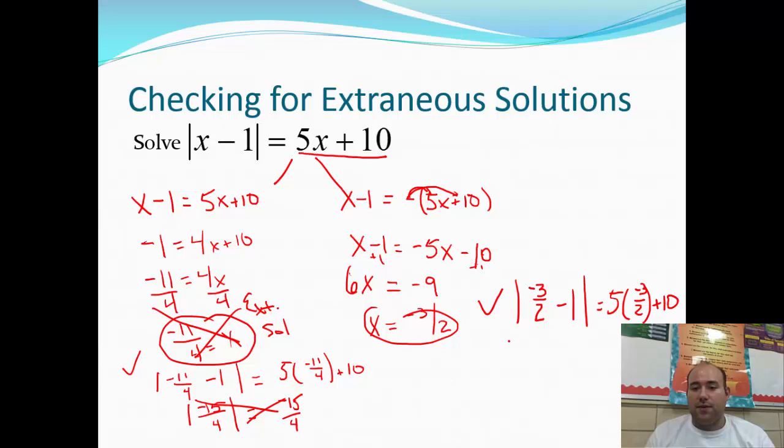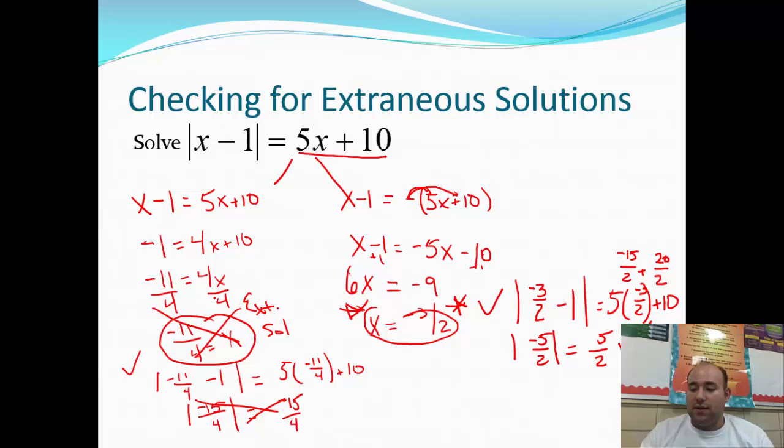Okay, so this side becomes negative 5 over 2. This side becomes 5 over 2, because this is negative 15 over 2, plus 20 over 2, because that's how we can rewrite 10, so we have like denominators. That works. So there is really only one right answer, and it's this one, negative 3 halves. Negative 11 fourths was extraneous.